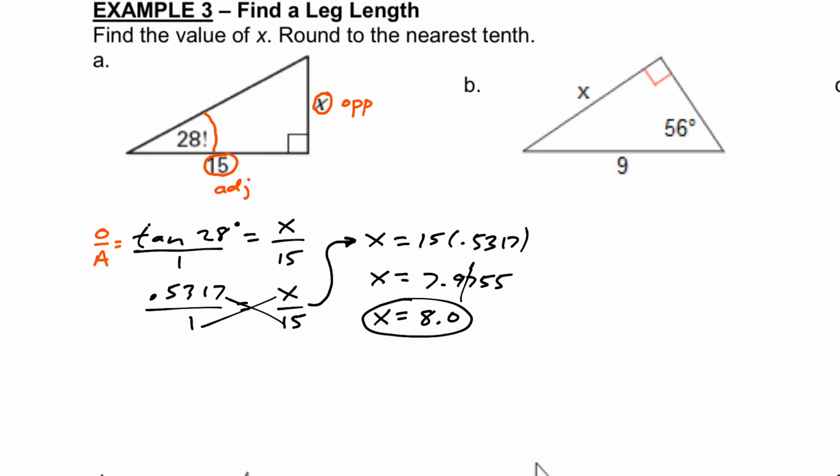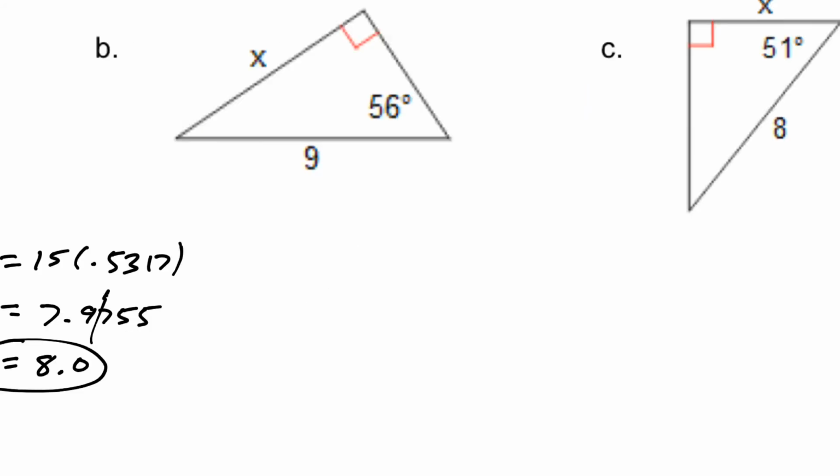Well, let's move on and do part B. In part B, we're going to label our sides this time with respect to our 56-degree angle. So across from the 56-degree angle, we have an opposite side length of x. And then across from the 90-degree angle, we have a side length of 9. That would be our hypotenuse. And then we have this adjacent side that is adjacent to the 56-degree angle.